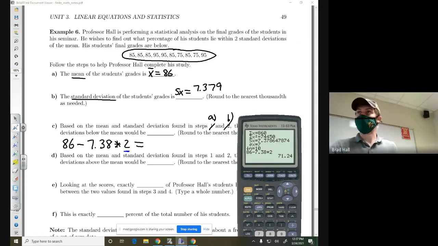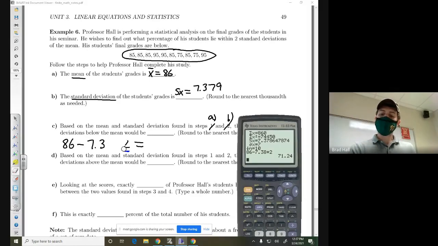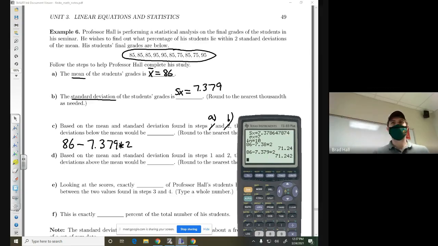So, as mentioned, human error happens all the time. I do it all the time. So let's slightly erase that, because in the eyes of my math lab, they will consider that completely wrong. So let's make sure that's 379. Cool. So 379 times 2. There we go. So let's try that again. 86 minus 7.379 times 2. So slightly different answer. Again, to my math lab, they definitely want you to be specific about this. 71.242. All right, so hopefully that seems good.